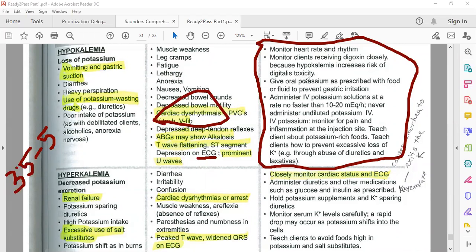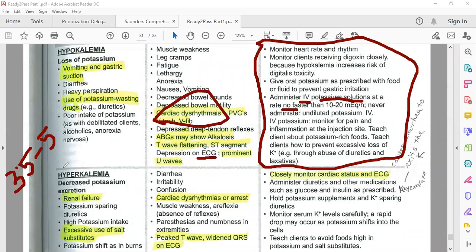Give oral potassium because of hypokalemia. Administer IV potassium solution at a rate no faster than 10 to 20 milliequivalent per hour. You see, IV solution no faster, important. We have to dilute it, and teach the client about potassium rich food and how to prevent excess loss of potassium.